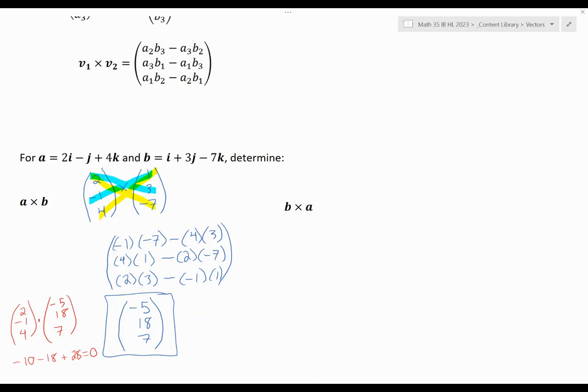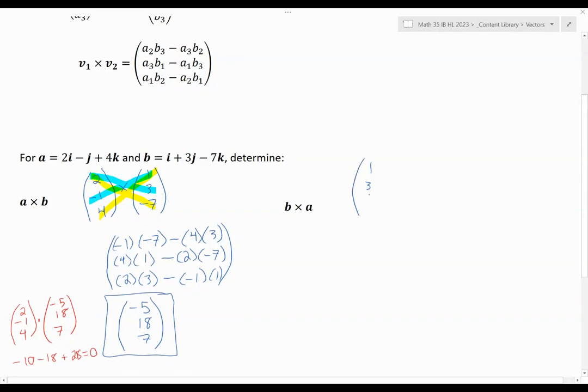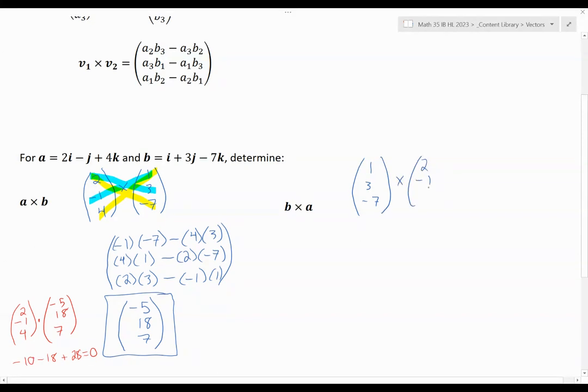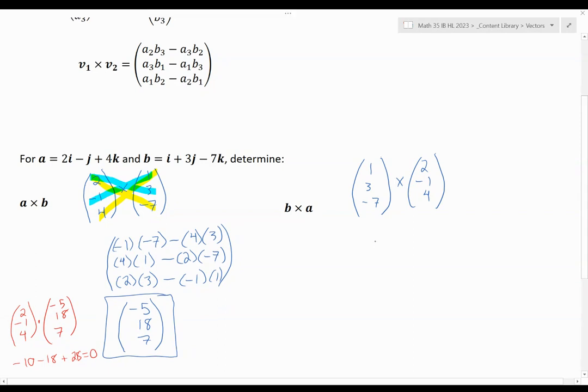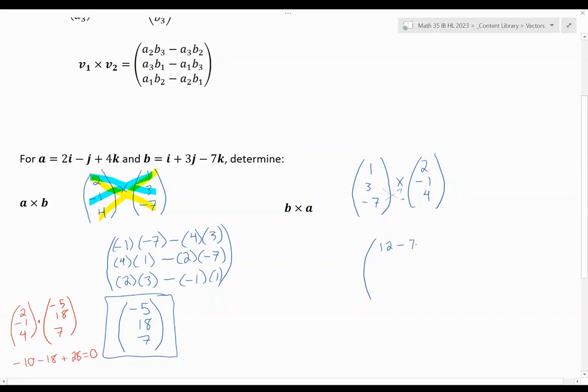But what I want us to actually do is verify this in the opposite order, because this is a pretty complex formula and we can't always assume that operations are going to be commutative. So if I do this in the opposite order, in other words, if my first vector is now 1, 3, -7, and the second vector is 2, -1, 4, then the multiplication and subtractions are going in a different order. So I do for the first component, remember I'm looking at the second and the third. So 3 times 4 is 12 minus negative 7 times negative 1 is 7.